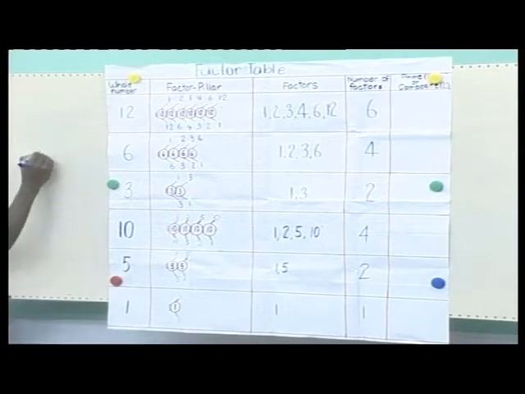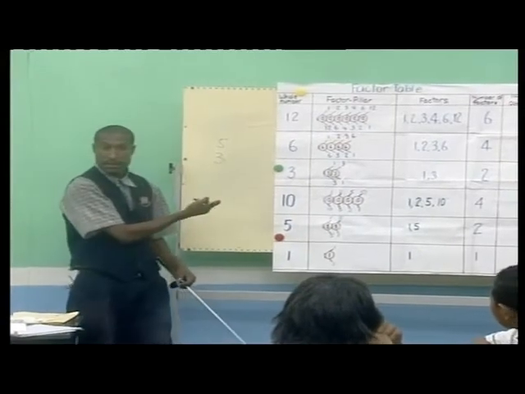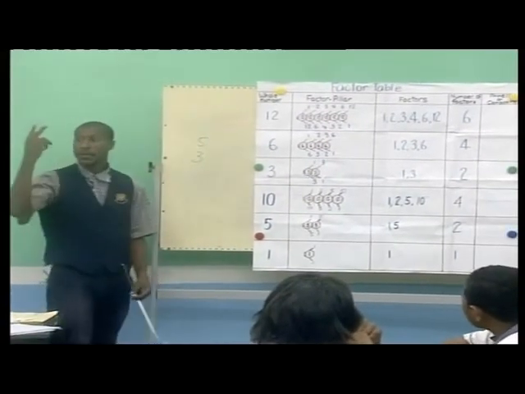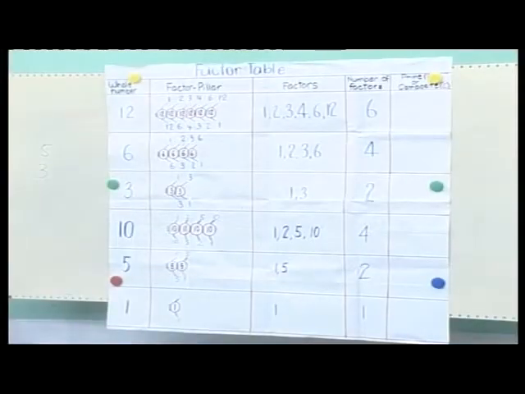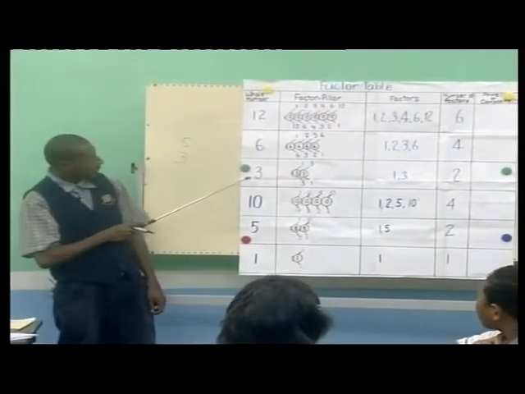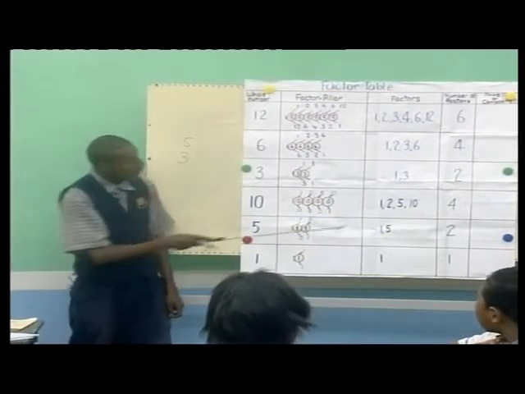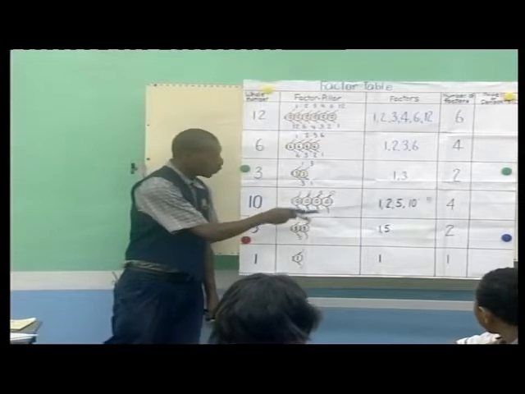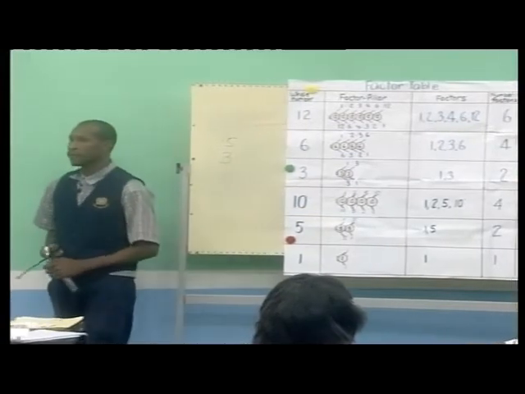Our friend has said 5. So, how many whole numbers? Okay, there are 2 whole numbers which have 2 factors only. From this factor table, you will see that there are 2 whole numbers which have 2 factors. What are these numbers? 5 and 3. Whole number 3 and whole number 5 have how many factors? 2 factors.